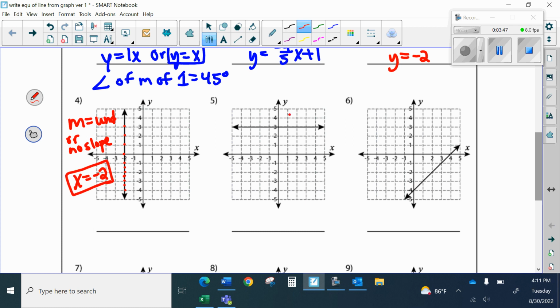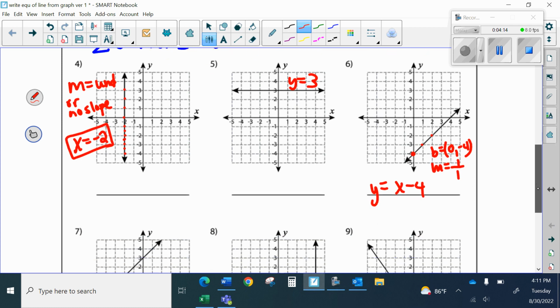Here you have another horizontal line. The y is always the same here, and it's y equals 3. Nice and easy. Here we have a positive slope. We can see the b is 0, negative 4. And m, the slope, is going up by 1 each time and over 1, so slope is 1. So y equals x minus 4. Again, you'll not usually see the 1x written. If it's 1, they just leave it blank. We know it's a 1.